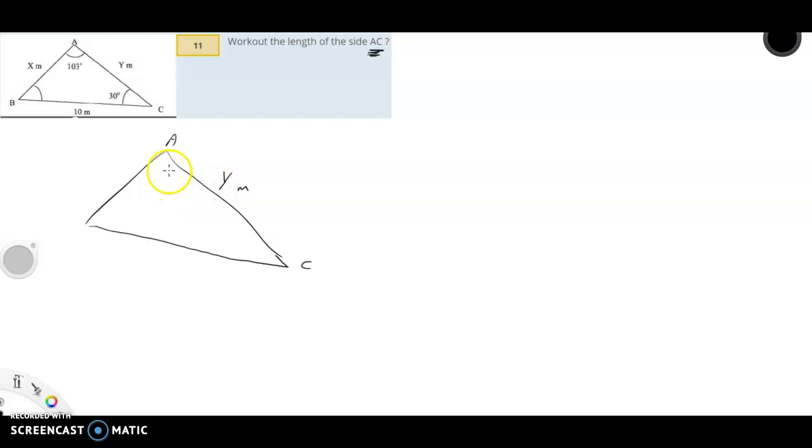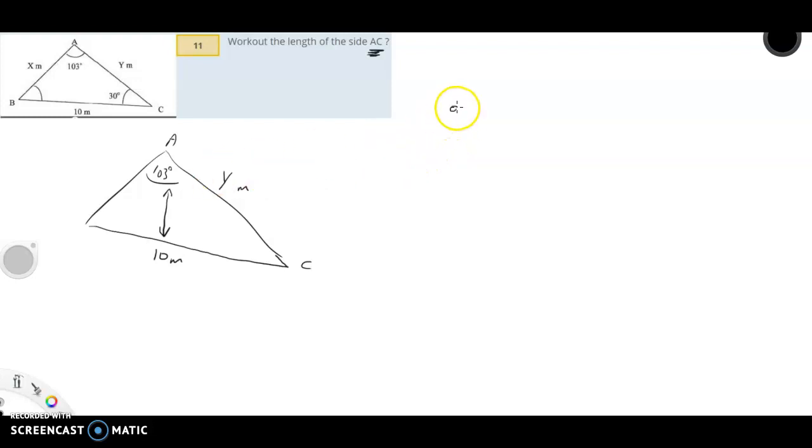And you see this angle here is 103 degrees. That side length there is 10 meters. And that there is a matching pair. Do you see that? The angle and the opposite side, we know them. So we're going to use a thing called the sine rule.